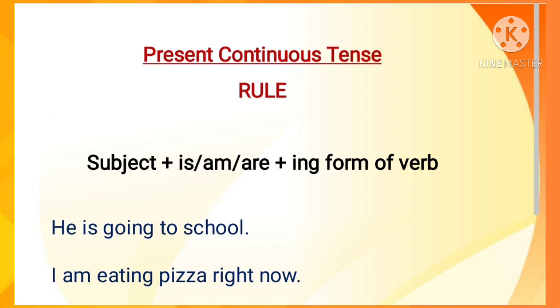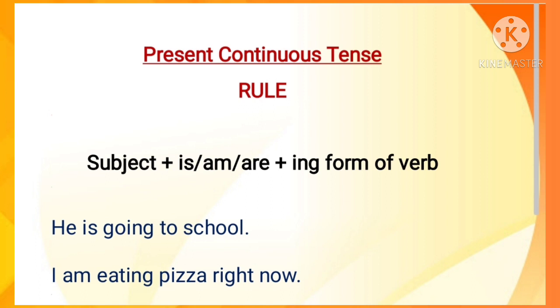He is going to school. Here, he is the subject. Since the subject is singular, we will use is. He is going, ing form of the verb. Okay, go is the base form of the verb. Going is the ing form of the verb plus other words, that is to school.